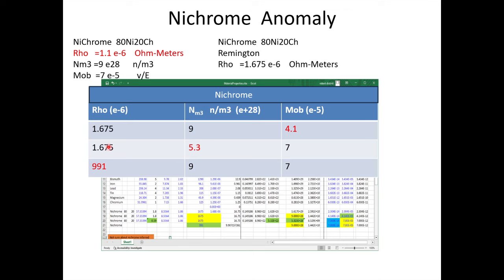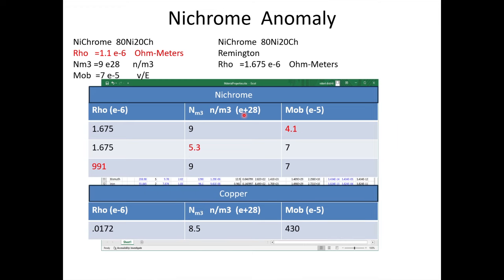So this is what I'm calling the nichrome anomaly. Nothing fits. And the bigger problem is we use this value in the computation in the physics software. Let me bring up the copper values. This is the value that's used for copper right now. This is the value I put in for nichrome.